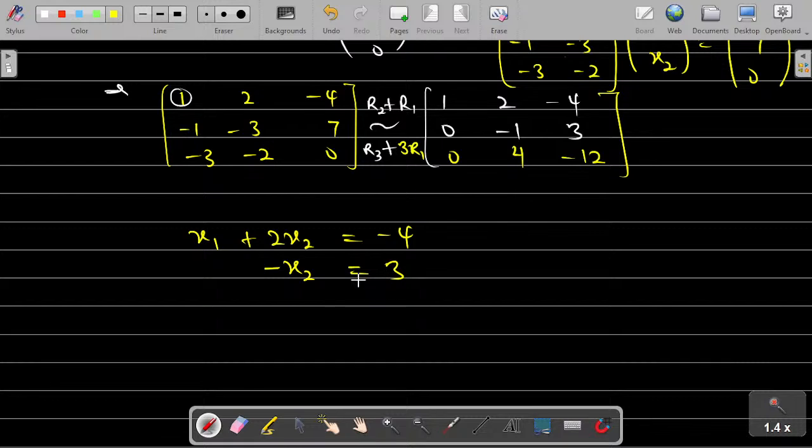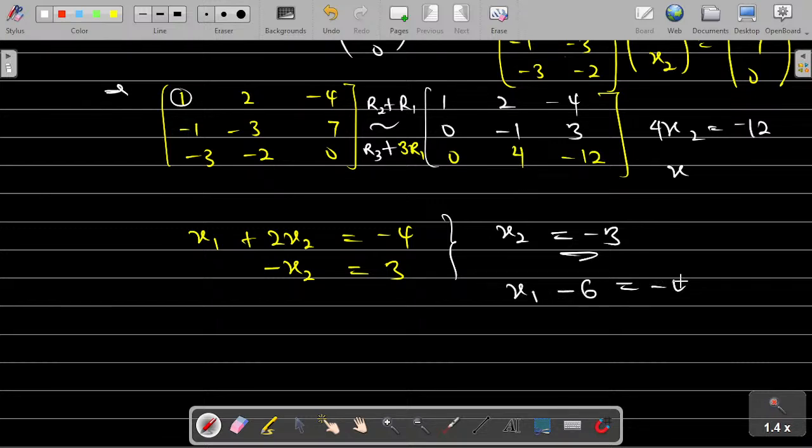So from there, you are going to get that our x2 is equal to minus 3. Even if you put x2 here, you are still going to get 4x2 is equal to minus 12, and if you divide, you still get x2 as minus 3. So only these two equations are enough. Then to get our x1, just substitute here as minus 3, and that's going to be 2 times minus 3, which is minus 6, is equal to minus 4. Therefore, our x1 is minus 4 plus 6, which is 2.